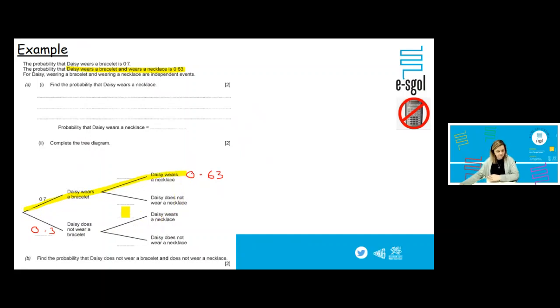They would give you 0.63. So you've actually then got to do kind of a reverse thing going on here, and you can use the space that's given on the question.